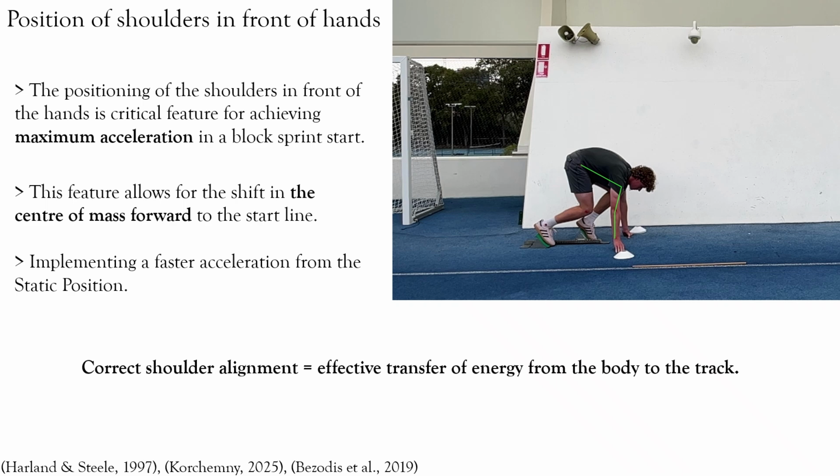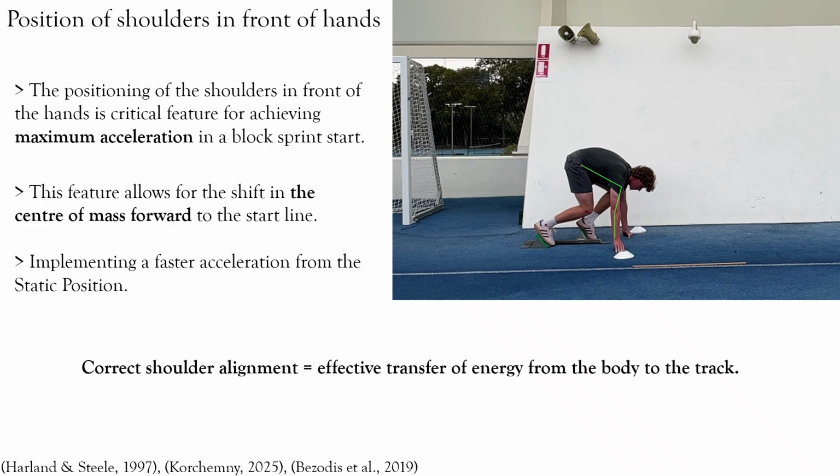Lastly, the qualitative data variable of positioning the shoulders in front of the hands is a critical feature for achieving maximum acceleration when driving out of the blocks in the set position. Not only does this critical feature shift the center of mass forward to the start line, but it allows for a faster acceleration from the static position. In the set position, it is seen to be a key factor in the block performance. Although it does not have correlation to achieving the best times overall, its effectiveness in the sprint start is important.